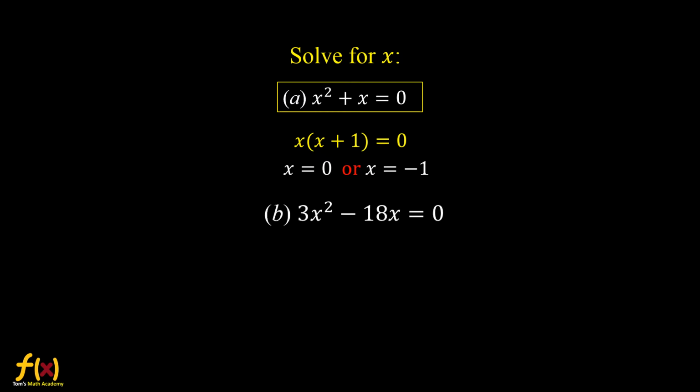Question B, 3x square minus 18x equal to 0. Again, we see that there are only two terms on the left hand side. 3x is common. 3x times x minus 6 equal to 0. x equal to 0 or x equal to 6.